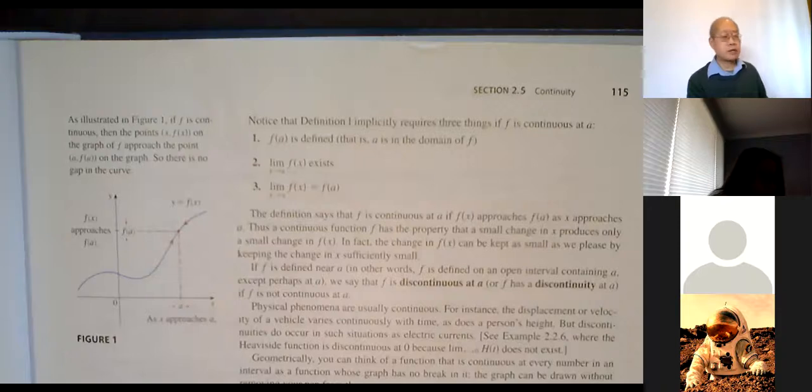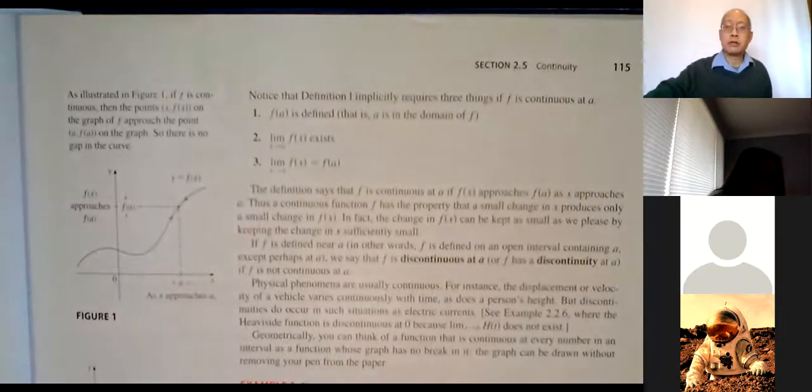So that's an introduction to continuity. We're just about out of time, so we'll continue with this tomorrow.